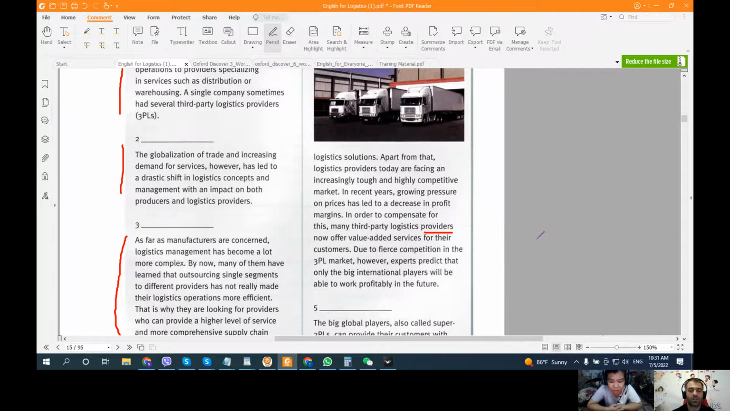So what do you think about this? We have here that only big international players will be able to work profitably in the future. What do you think about this? Yes, I agree, because the big international players will be strong in many fields in logistics, like warehousing, distribution, transport. So only they can have a profit. Okay, only they can have a profit.